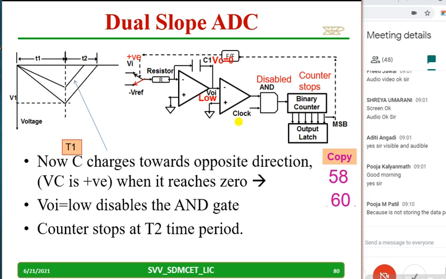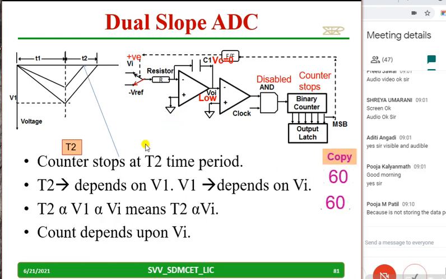You have a 1 minute time, copy down and understand. And remember, T2 is not fixed, because how much it has charged depends on that. It will take a discharging time period, and based on that the counter will be counting. Please try to understand, take 2 minutes and copy down. So the counter stops at the T2 time period, and T2 depends on the V1, how much it has charged.